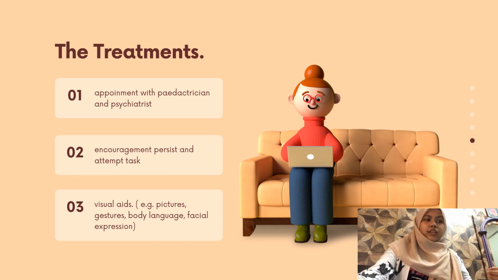Lastly, children with GDD can be treated using visual aids such as pictures of ABC, the gestures of hands when we're talking with them, body language, and facial expressions to express our emotions to them. This is to assist the children to become more comprehensive about the situation they are going through and to recall an instruction.